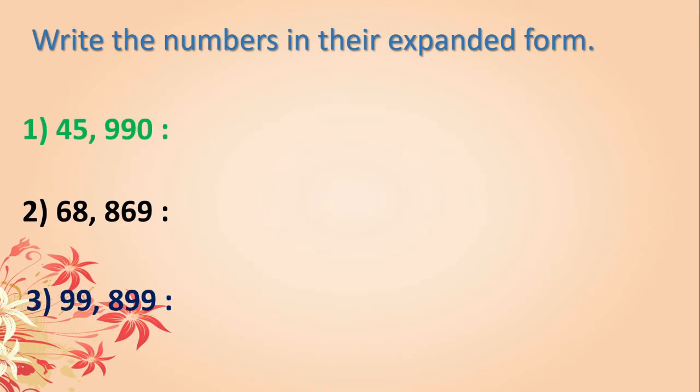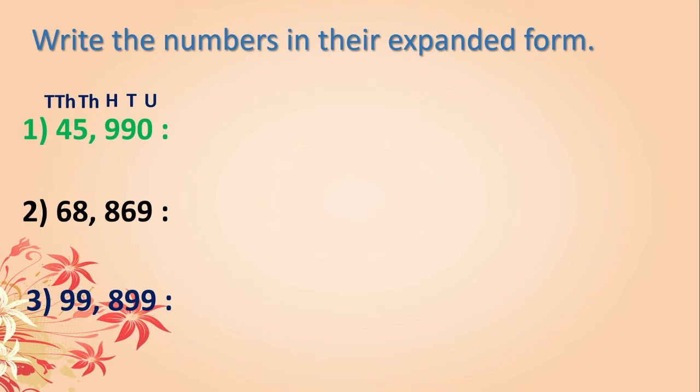Write the numbers in their expanded form. Expanded means in the long form. See, dear children, here we know 0 is in unit place, 9 in tens place, one more 9 that is in hundreds place, 5 is in thousands place, and 4 is in 10,000s place. Only one time I am going to write this. Okay. Now here you know the expanded form now.